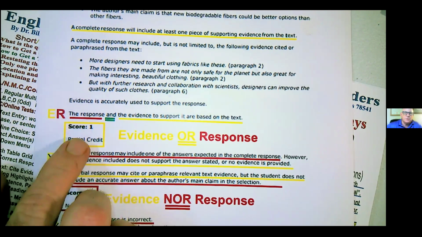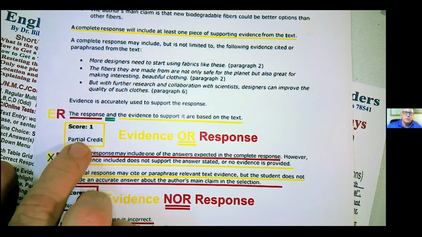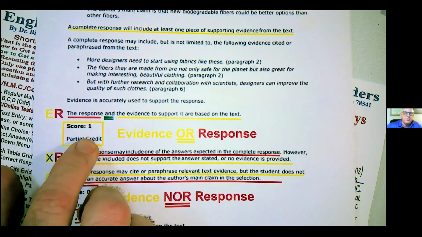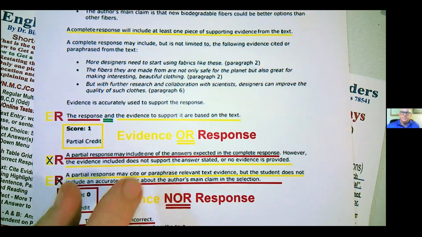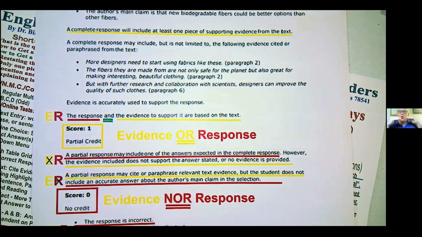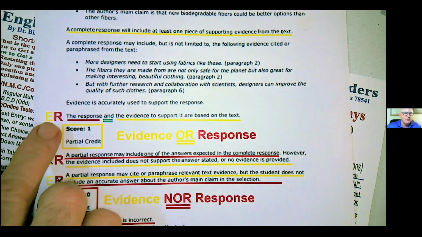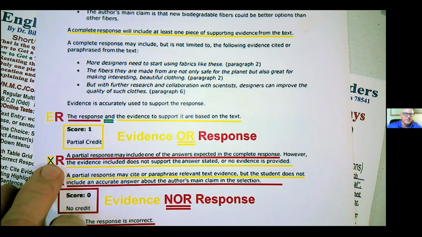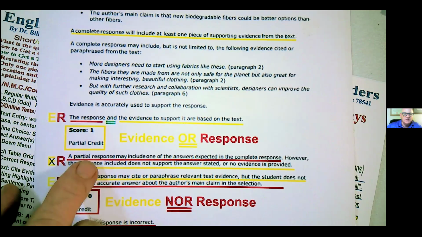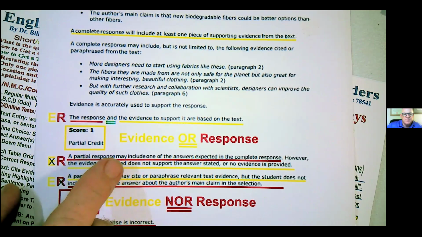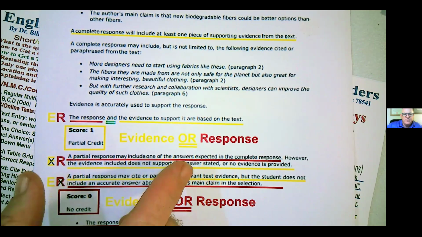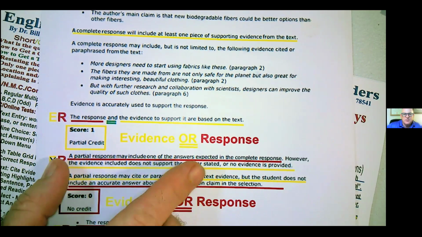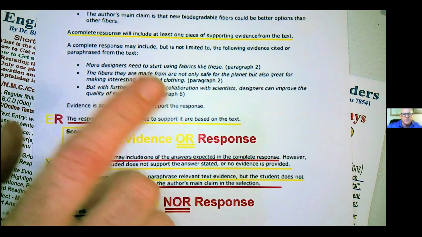Okay. Score of 1, partial credit. Keep in mind, partial credit. The evidence, as I said here, evidence or the response is there. And so what I've done here, I have the ER, evidence response. I crossed off evidence because it says a partial response may include one of the answers expected in the complete response up there, but one of those.